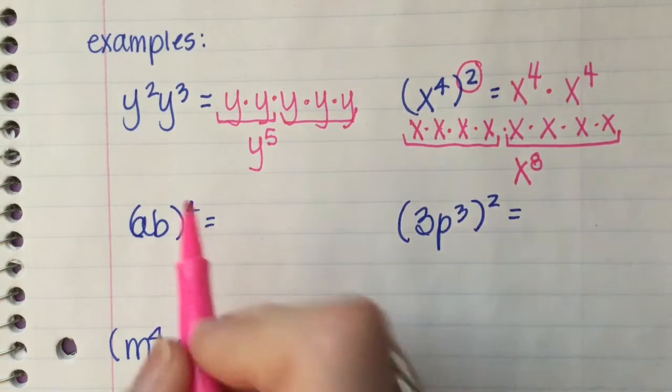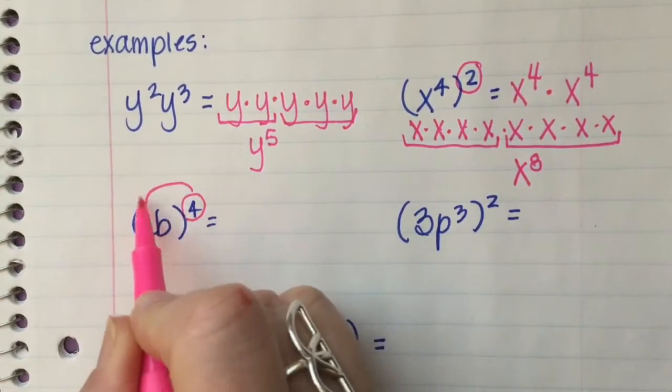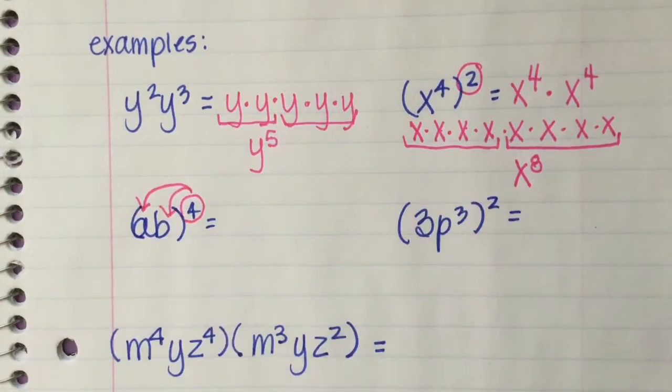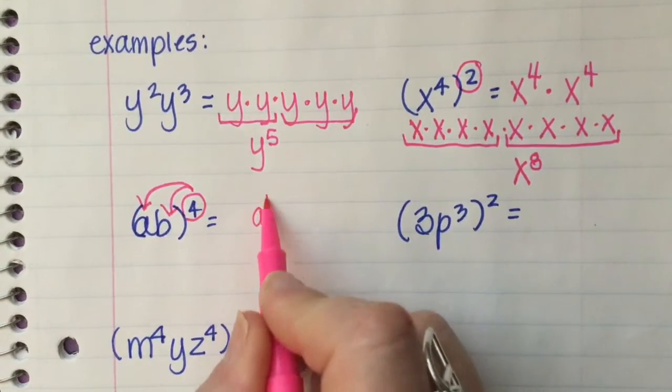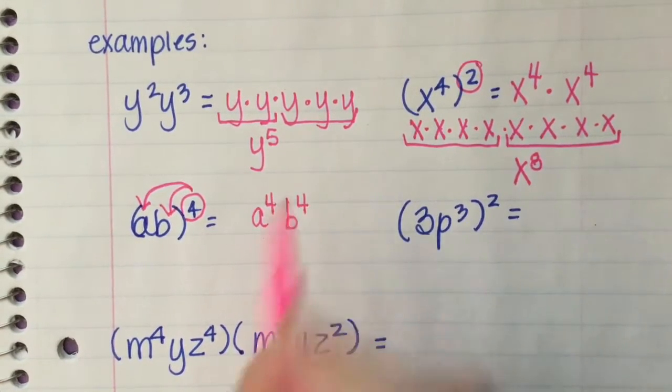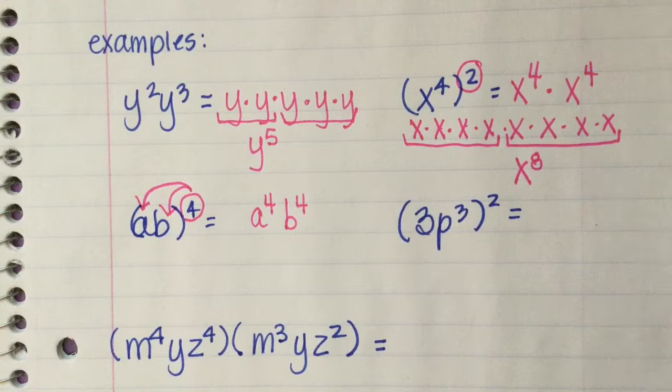ab to the 4th, again, I want to take that 4th power and I want to distribute that to everything inside. So really all I can do for my answer here is write it as a to the 4th, b to the 4th.